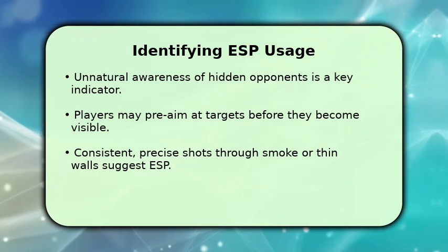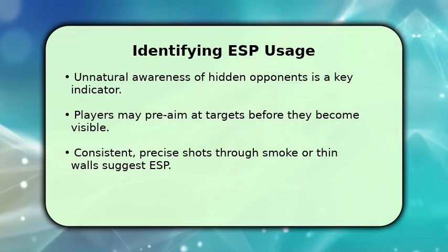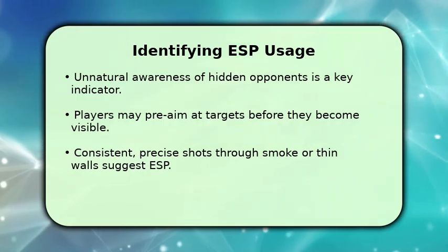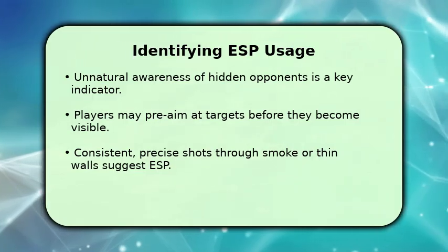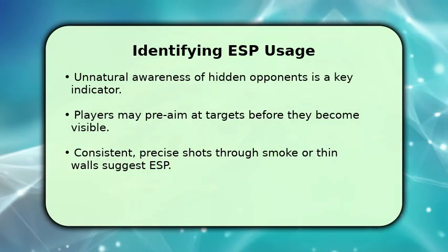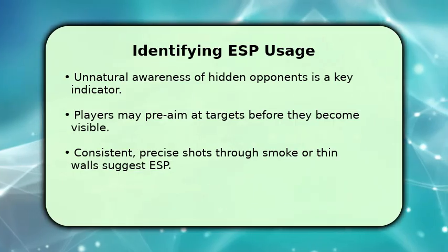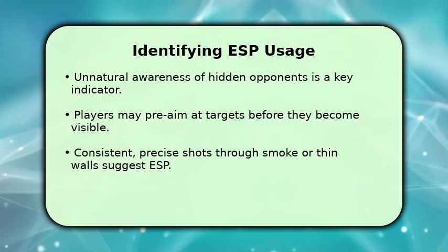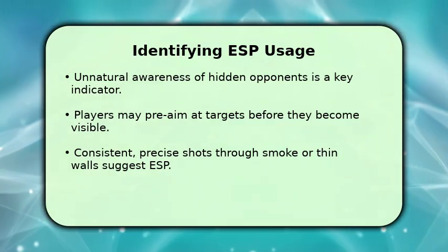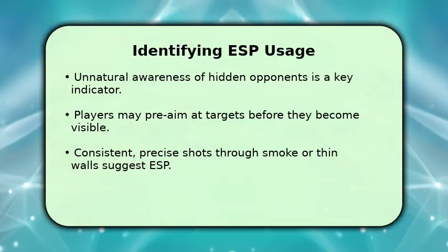Identifying ESP usage often involves observing unnatural player awareness. Look for instances where players consistently pre-aim at opponents before they are visible, or make precise shots through smoke and thin walls without clear line of sight. Analyzing gameplay recordings for these suspicious patterns, such as perfect tracking through obstacles, can provide strong evidence. Many anti-cheat systems also detect memory access anomalies.